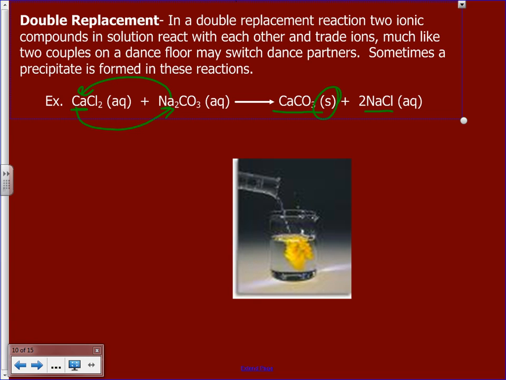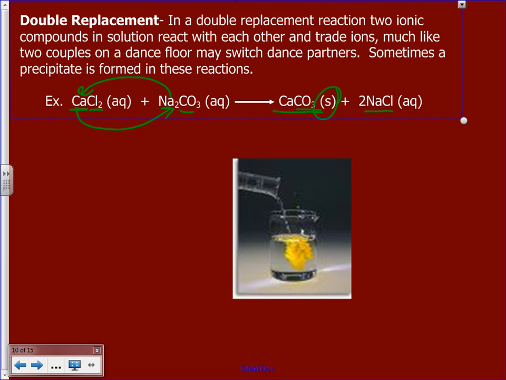All right, balancing-wise. How many calcium over here? 1. How many over there? 1, so that's okay. Chlorine, there's 2 here. How many over here? 2. 2 sodium here, 2 there, 1 carbonate, so that one's balanced.